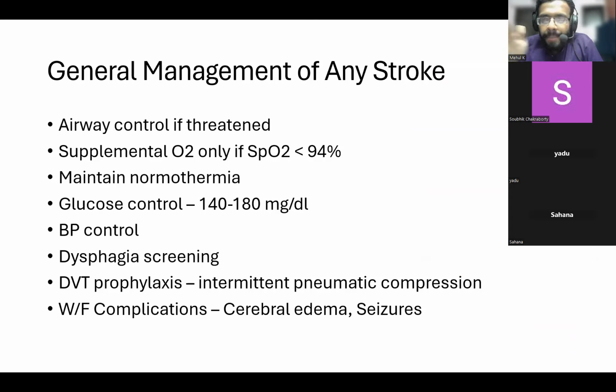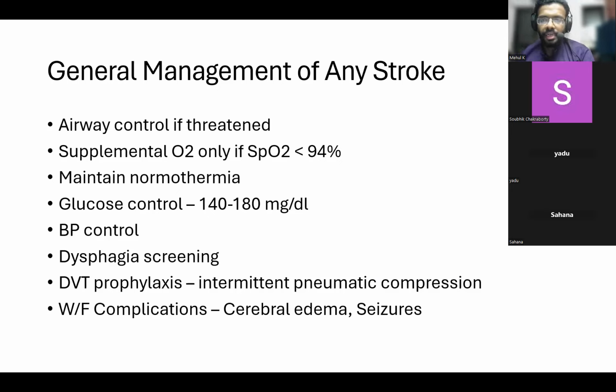In any stroke patient, maintain normothermia because fluctuation in temperature is not good for the brain. AHA tells you to maintain a normal-ish glucose level, like 140 to 180, because hypoglycemia is obviously bad for the brain. Very severe hyperglycemia is also going to be bad for the brain. So we'll try to optimize that as far as possible. Generally, the AHA recommends keeping it around 140 to 180. Don't try to target something less than this. You will land the patient in hypoglycemia.